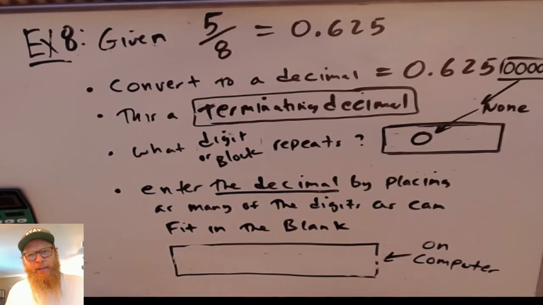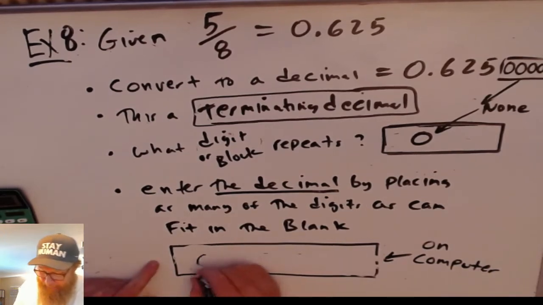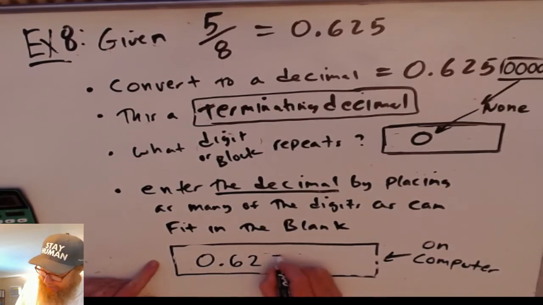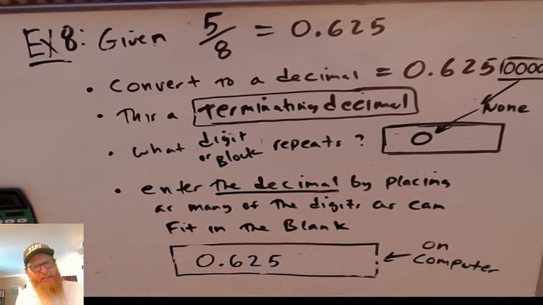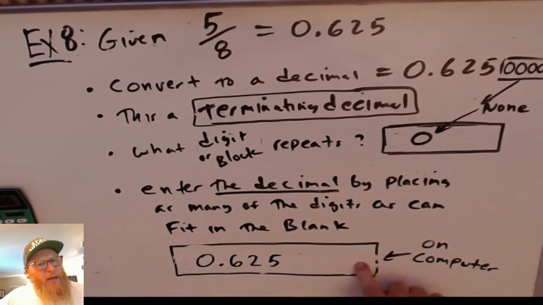All right. And then for the last part, because it terminates, don't do any repetitions. Just type 0.625. That's it. So you'll have lots of extra space on that one because it terminates. If you really want to get fancy, you can fit as many zeros as you possibly can in there. It'll still mark it right.